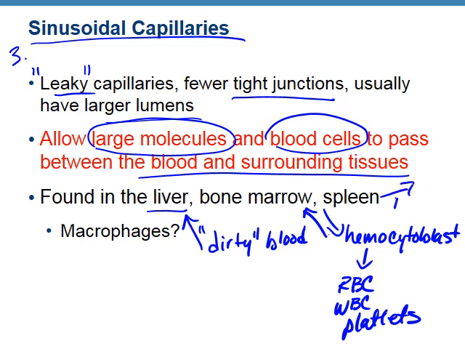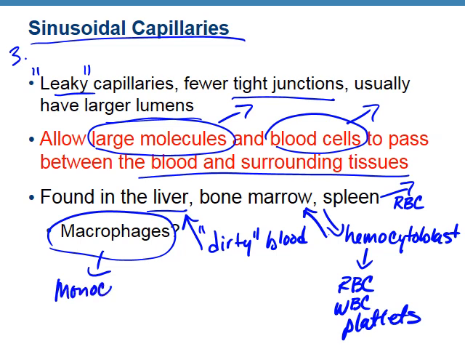The spleen is where we store red blood cells when we break down the components, but we also store some red blood cells. So think larger molecules, blood cells that we want to be able to pass in and out of the capillary bed. Also macrophages. So remember, your macrophages stem from monocytes, and those monocytes are still white blood cells, right? They're agranulocytes. So these are white blood cells that have to get out.